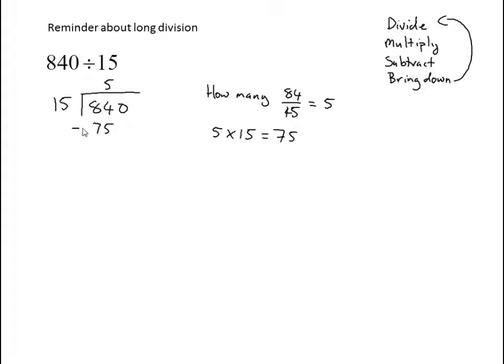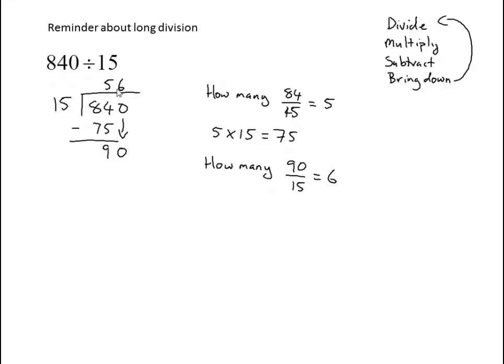So I subtract 75, and that gives me 9. 84 takes 75. Then the last step is to bring down. I bring down the 90, and then I go back and start the whole process again. This time I say, how many? My how many question is how many 15s go into 90? And the answer is 6.